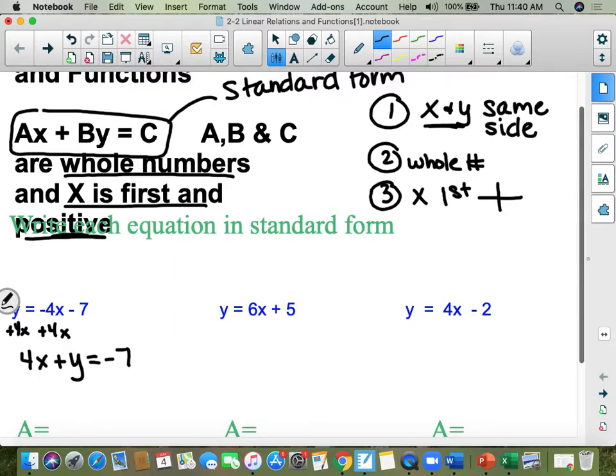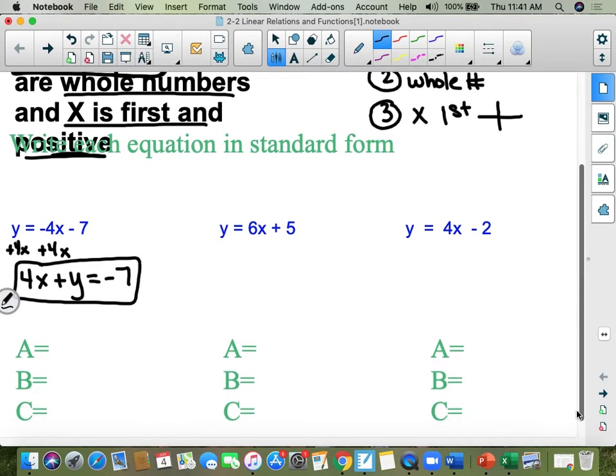Okay, let's look at this. Compare this boxed one way up here to this one right here. Does that look very similar? Is my x first, and is it positive? So my a value is going to equal 4. This is my a, this is my b, and this is my c. So my b is an imaginary 1y, and my c is a negative 7. Okay, let's do the next one.